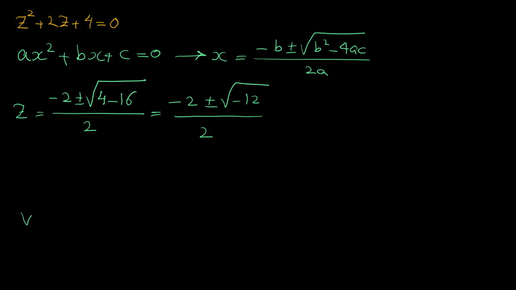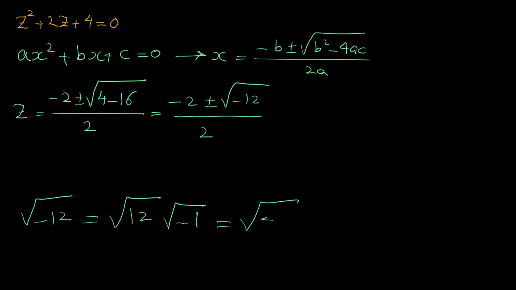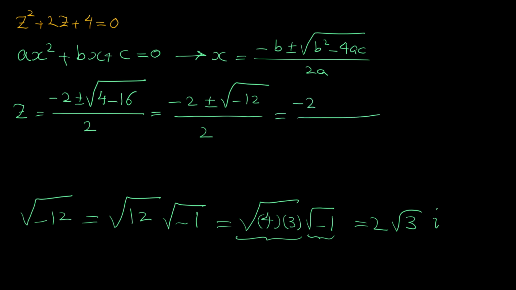Now please pay attention. Radical negative 12 is basically the same as radical 12 times radical negative 1. And 12 is 3 times 4. So we can write it as radical 4 times 3 times radical negative 1. Radical 4 is 2, so we can write this radical in the form of 2 radical 3. And radical negative 1, when we are in the complex numbers, we have named the square root of negative 1, i. So let's continue our solution for z: negative 2 plus minus 2 radical 3 i over 2.